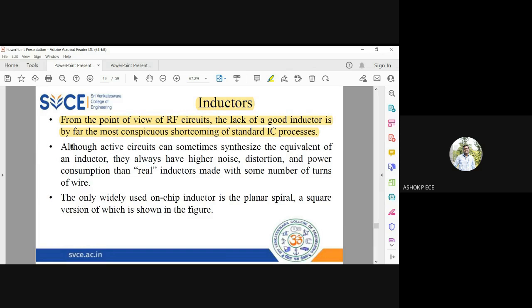So although equivalent circuit of inductor, if you take, inductor will always have a resistance in series. When you have a resistance, you will always have noise, thermal noise, you will have distortion and power consumption. So these factors will be coming together when you are going to have a practical inductor.